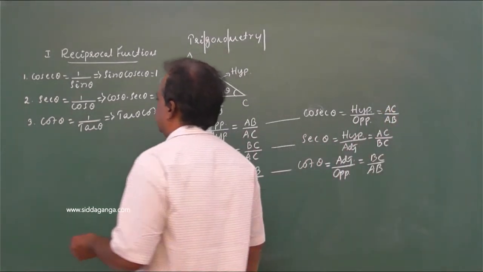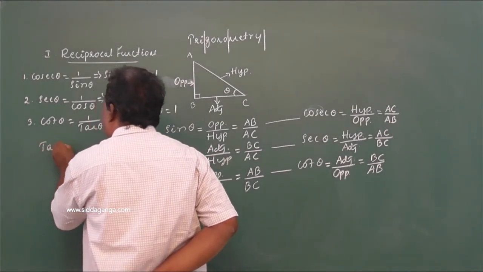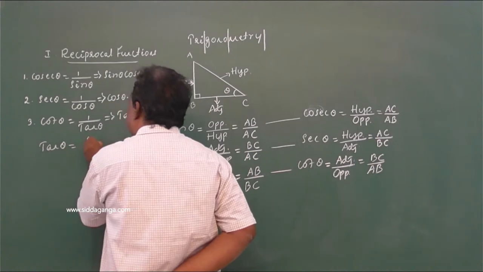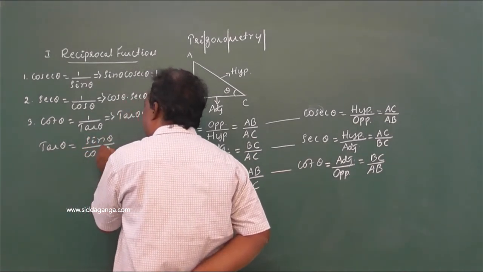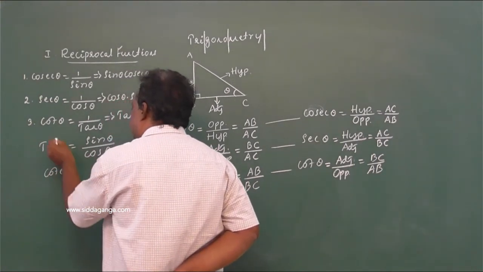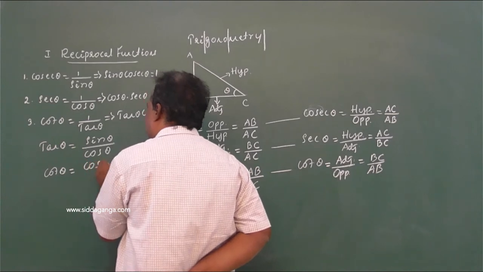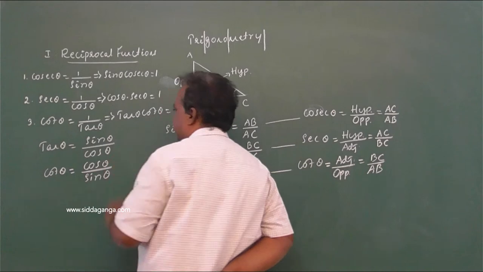Now, you can also write tan theta as sin theta by cos theta. This relation is required for doing the identities. Cot theta, which is the reciprocal of tan theta, can also be written as cos theta by sin theta.